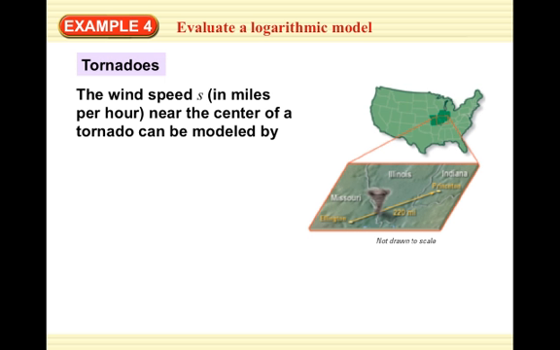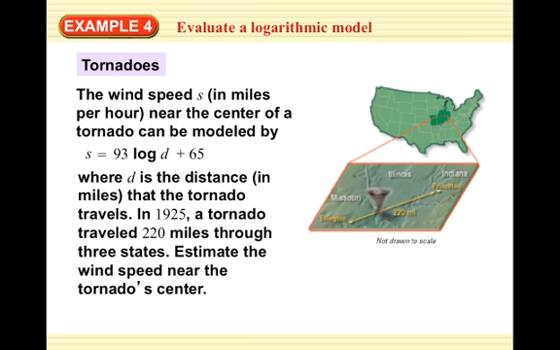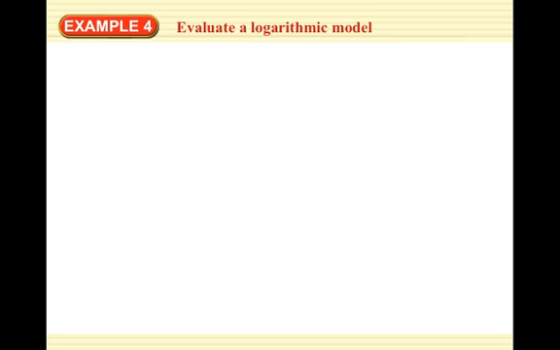All right, we're going to evaluate a logarithmic model just so you can see logarithms in action. The wind speed S in miles per hour near the center of a tornado can be modeled by S equals 93 common log of D plus 65, where D is the distance in miles that the tornado travels. In 1925, a tornado traveled 220 miles through 3 states. Estimate the wind speed near the tornado center.